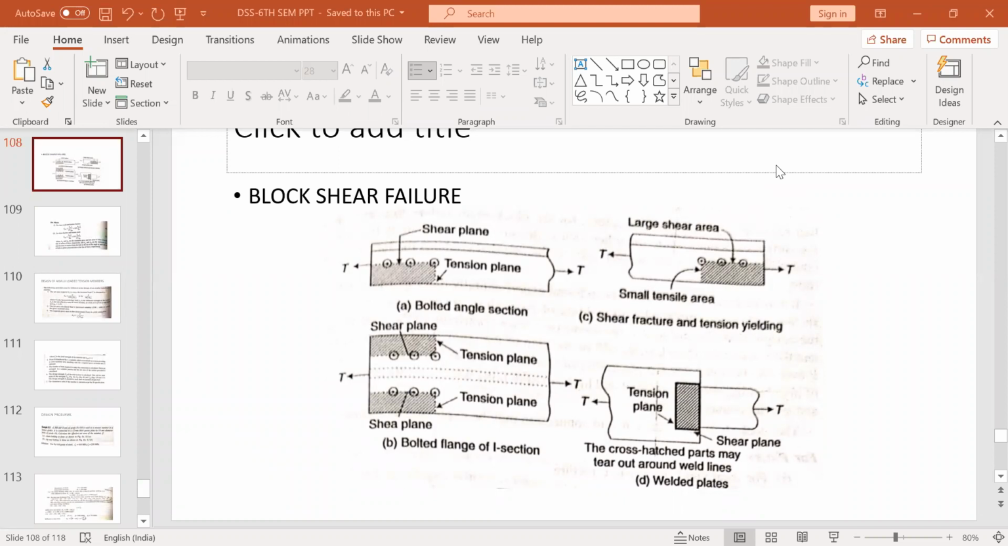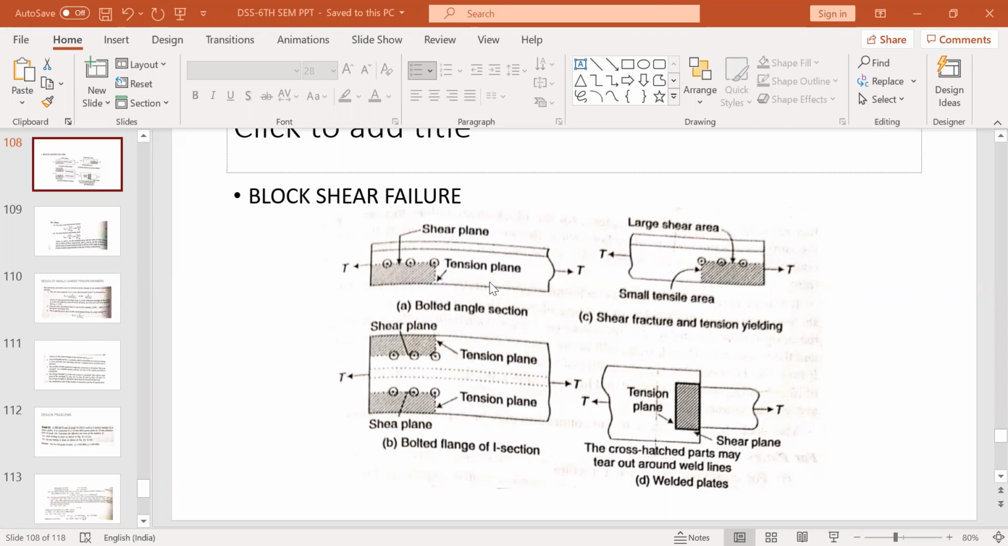So in the last lecture, in fact, we were discussing the different types of tension failures: the cross-sectional yielding, net sectional rupture, and the block shear failure. So let us continue our discussion with block shear failure. As I told you in yesterday's class, block shear failure occurs due to shear and tension planes both coexisting simultaneously, both of them being perpendicular to each other.